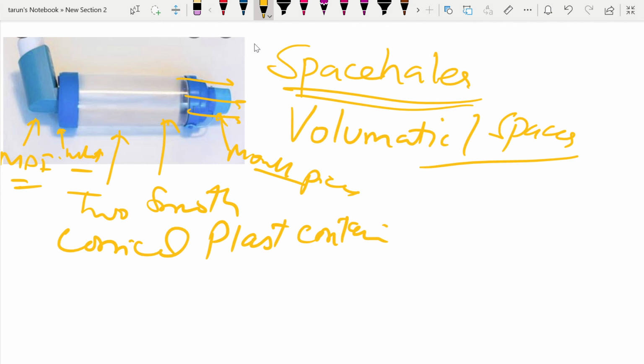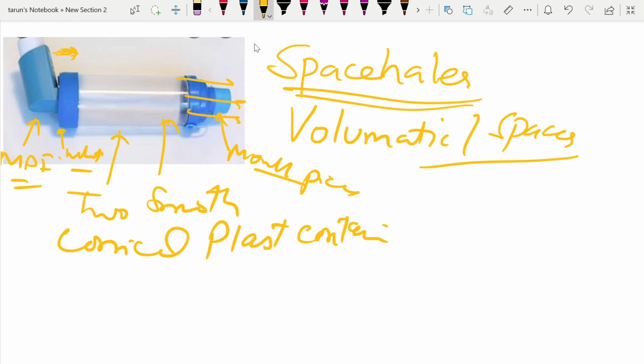So how will you use this? You will assemble the spacer by pushing the notch of one half into the slot of the other half of the cylinder. After shaking the metered dose inhaler well, it is fit into the spacer. The rest of the steps are almost similar to those of the metered dose inhaler: you will ask the patient to breathe out as far as possible.